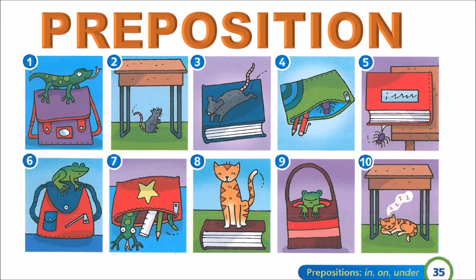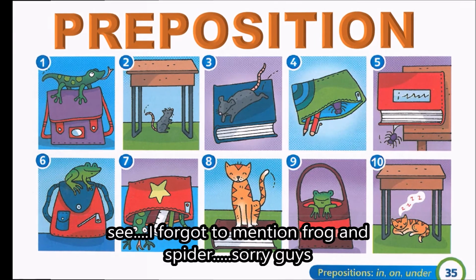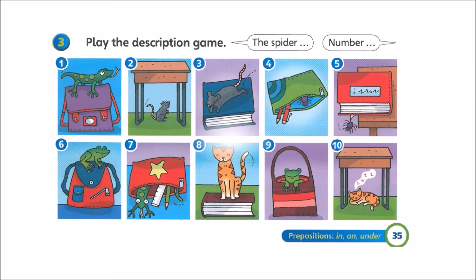Okay, today we are going to learn about prepositions. You can see the animals here: lizard, rat, and cat. For these prepositions, we are going to learn about under. Can we say it together? Under.